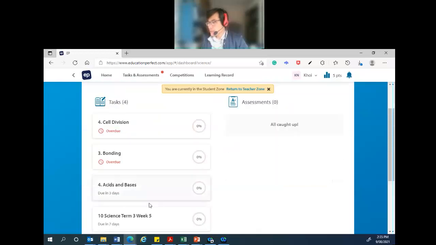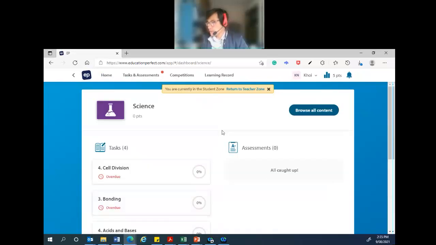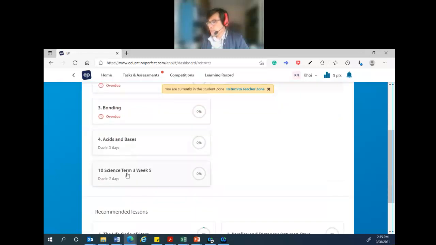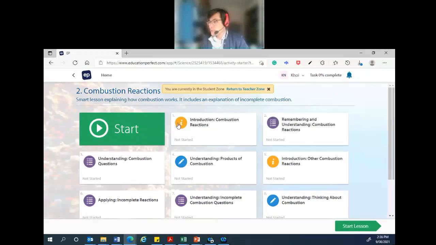So this is the one that you need to do. Okay. This is the one that you would have here. So 10 Science Term 3, Week 5. So when you get in here, you see that there's a few lessons. Now what we're going to do is we're going to work on combustion reactions today. The rate of reactions, these three here, will be for Wednesday. Okay, I'll go through that on Wednesday. Now, if you finish with combustion reactions and you want to move on ahead, feel free to. Okay, you don't need to wait for me to start with that.